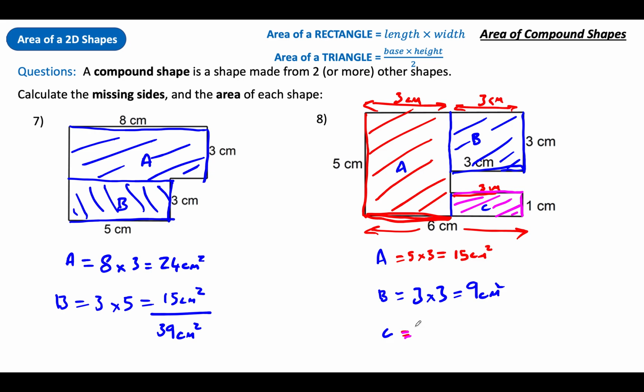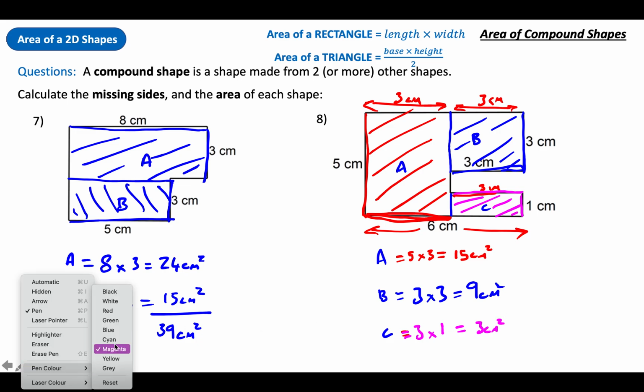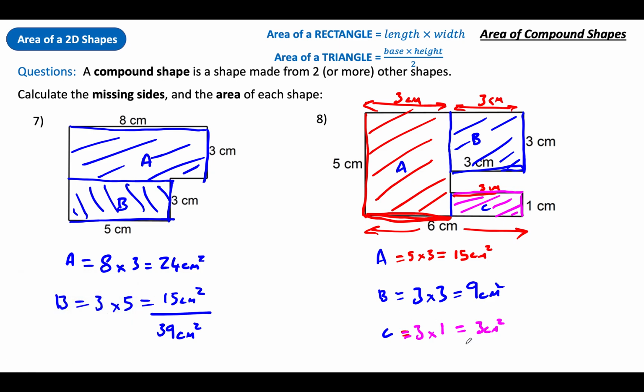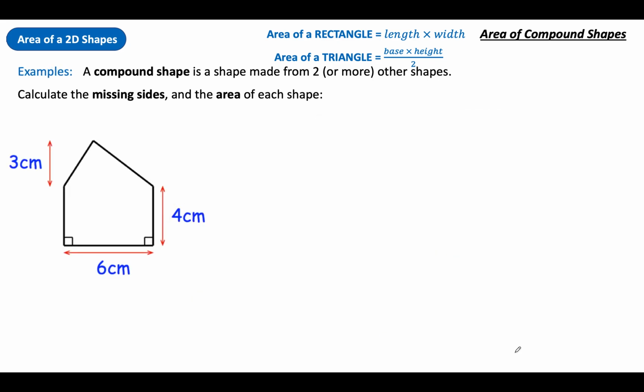So C is 3 times by 1, which is 3 centimeters squared. Okay? Add those together. 15 and 9 is 24. Add another 3 is 27 centimeters squared. Is what you should be after there. Cool.